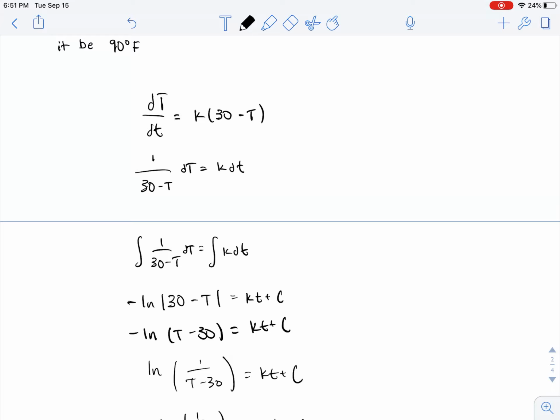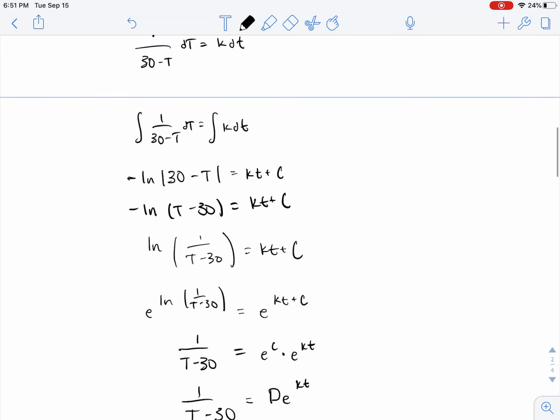kt plus C. And then, by the definition of Newton's law of cooling, we know that it is now negative natural log of T minus 30 is equal to kt plus C. And so we can just take that negative and pull it into the natural log to get the natural log of 1 over T minus 30 equals kt plus C.